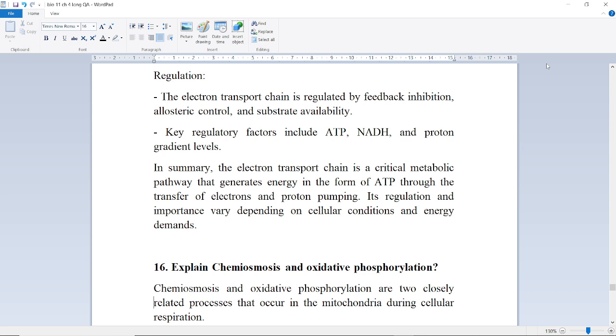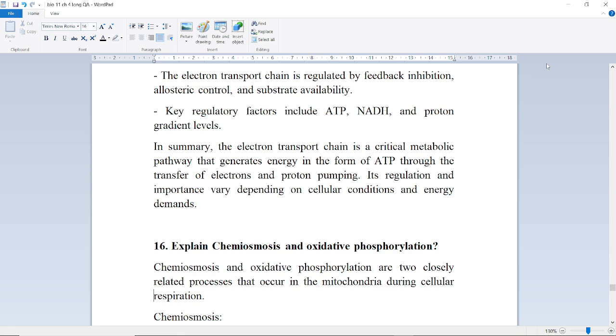In summary, the electron transport chain is a critical metabolic pathway that generates energy in the form of ATP through the transfer of electrons and proton pumping. Its regulation and importance vary depending on cellular conditions and energy demands.